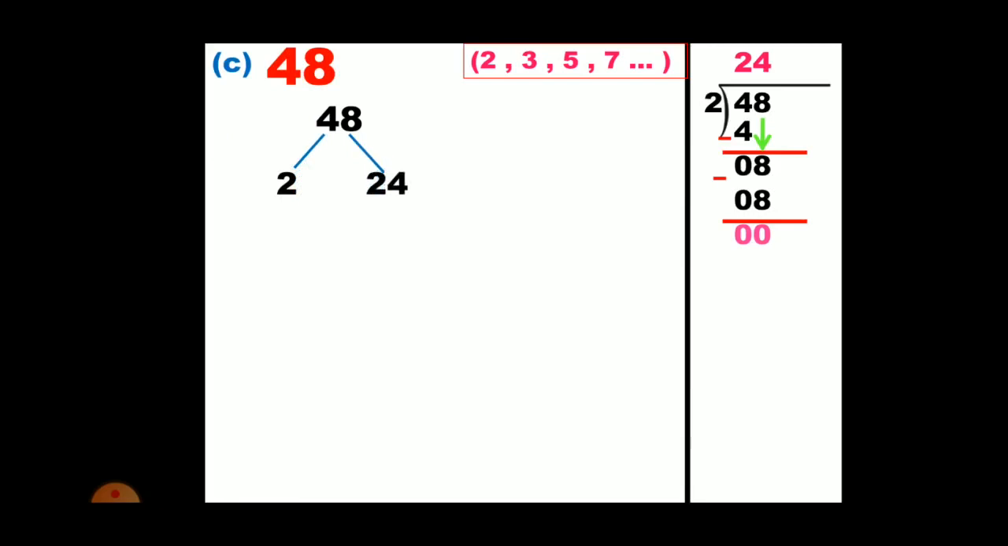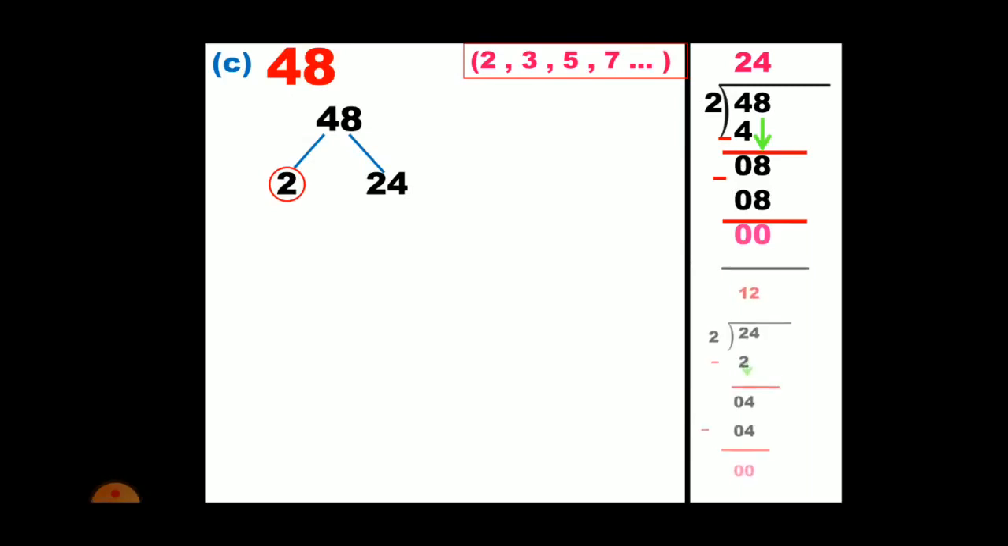Now our next step is to keep on splitting the composite numbers into its factors till we reach factors which are only prime numbers. So here we have 2 as prime number. We will circle that and we will split the next number, that is 24, which is a composite number. Now we will repeat the same thing with 24.